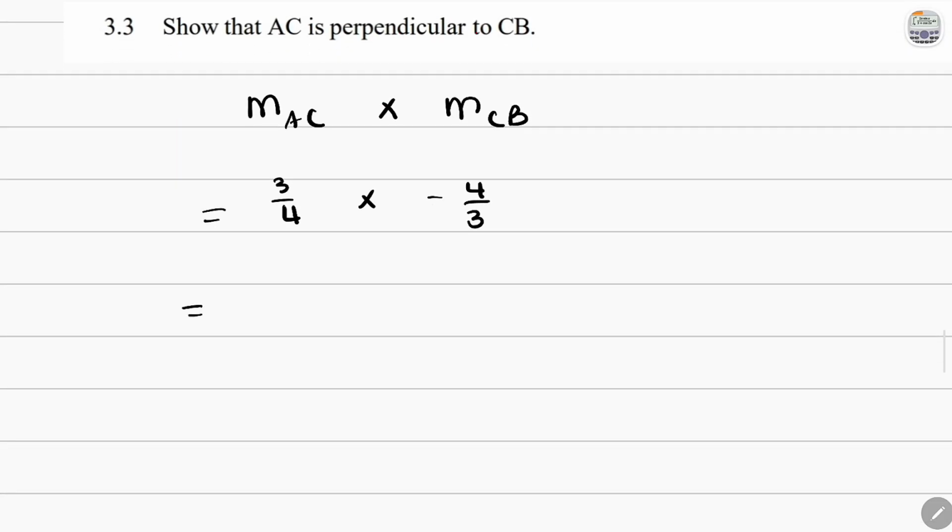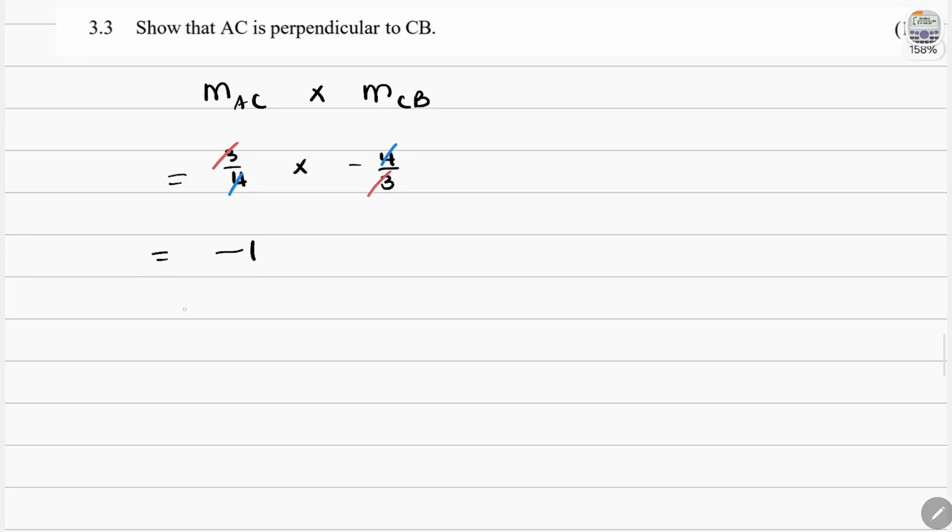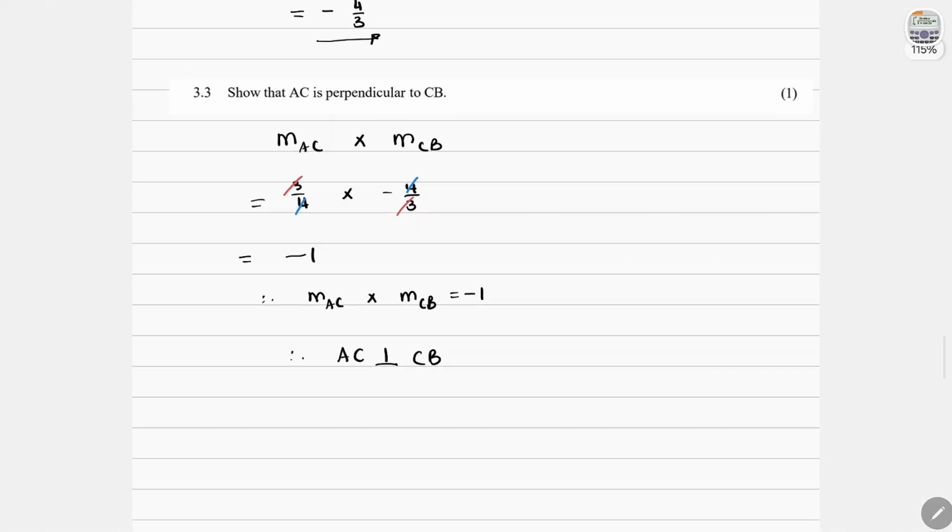And do you see how this perfectly works out? 3 and 3 cancel, 4 and 4 cancel. And so it's just 1 times negative 1, which is indeed negative 1. So we can finally conclude. Therefore, we can see the gradient of AC times the gradient of CB really is equal to negative 1. Therefore, AC really is perpendicular to CB. And we have proven that. So moving on to the next question.